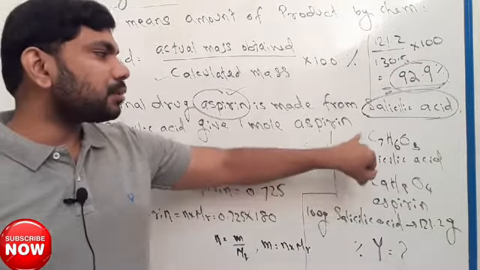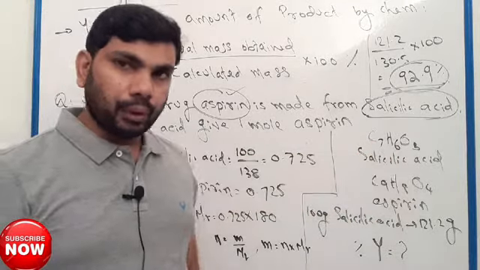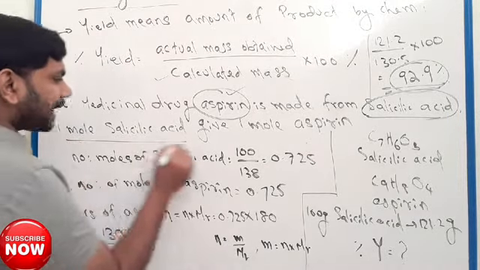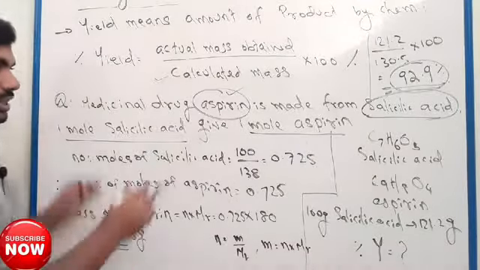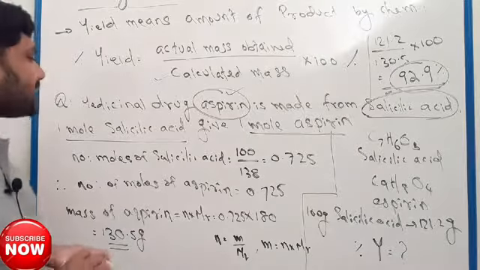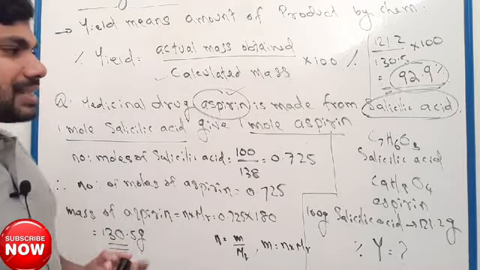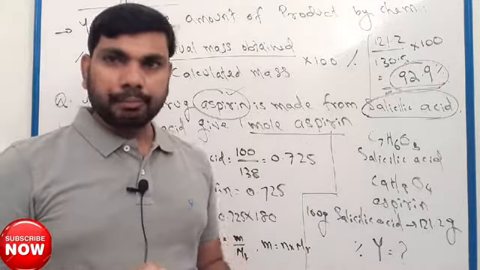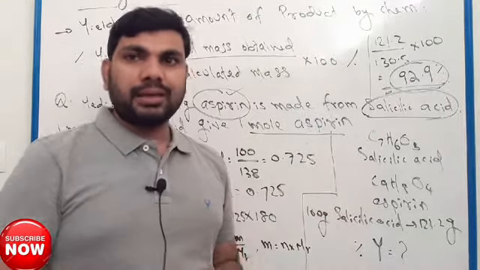Salicylic acid's molecular formula is C7H6O3. Also, it is given in the question that 1 mole salicylic acid gives 1 mole aspirin. So the salicylic acid to aspirin mole ratio is 1:1.